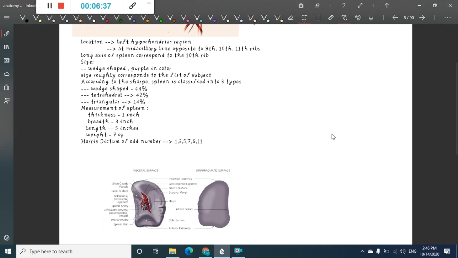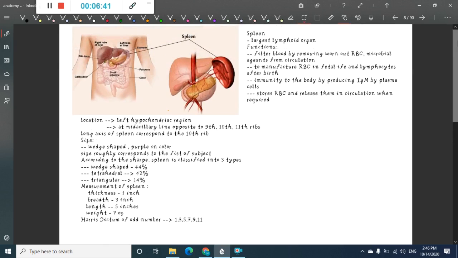Then the spleen has surface projections. The spleen is marked on the surface on the left side of the back of the trunk, and its long axis will correspond to the 10th rib, as I have already said. The upper border of the spleen corresponds to the upper border of the 9th rib, whereas the lower border corresponds to the lower border of the 11th rib.